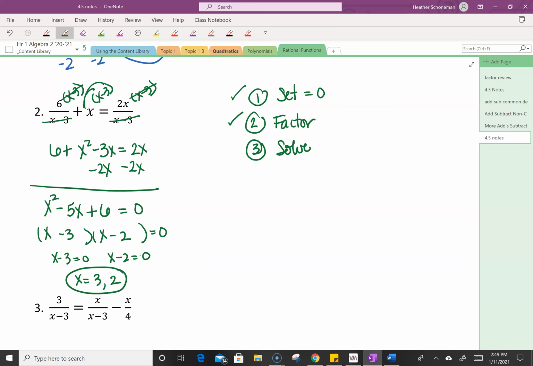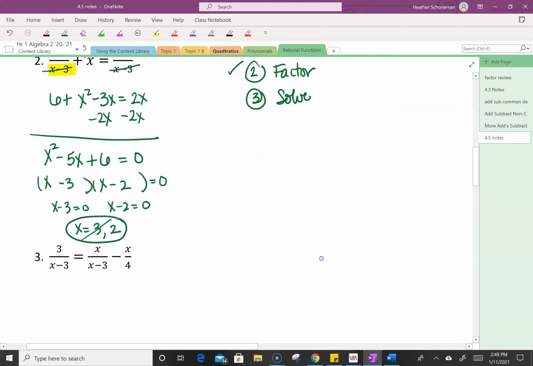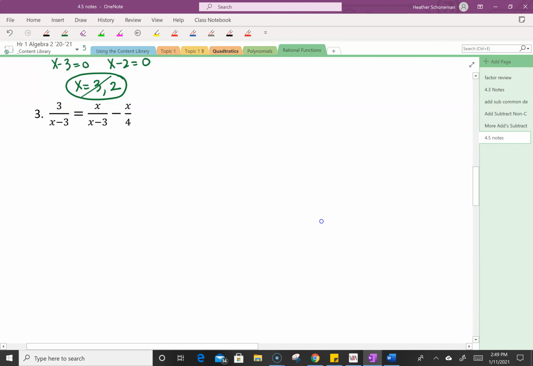So why would it not work? Well, the one thing we can't divide by is 0. If I plugged 3 back into the original over here and did 3 minus 3, that would give me 0, and I'd be dividing by 0. That's a problem. If I plugged in 2 there, I get 2 minus 3, which is negative 1. That's no big deal. So 3 is extraneous. It doesn't work. Now, is that going to happen every time? No, but you've got to check for it.